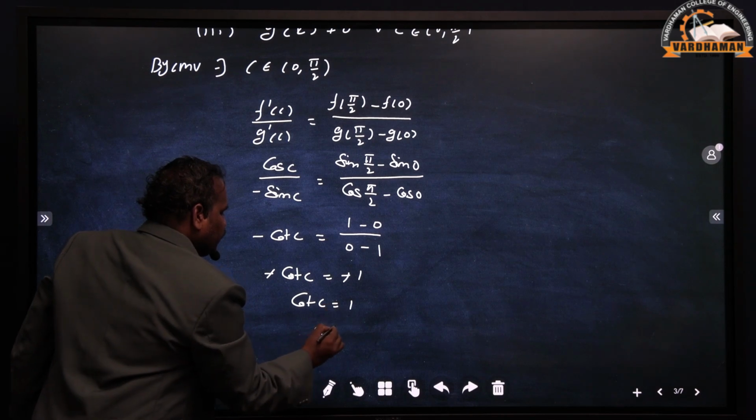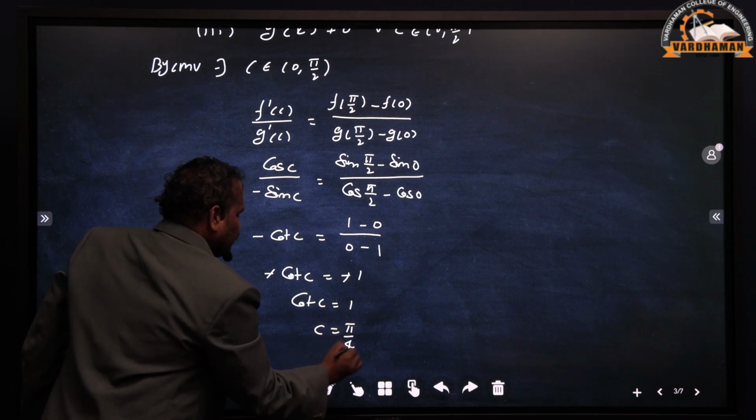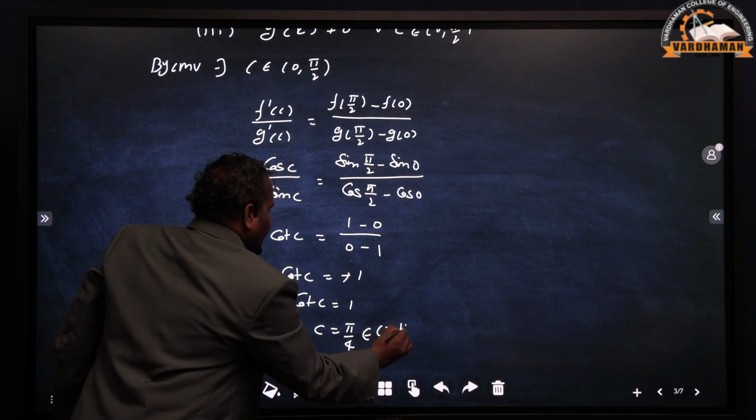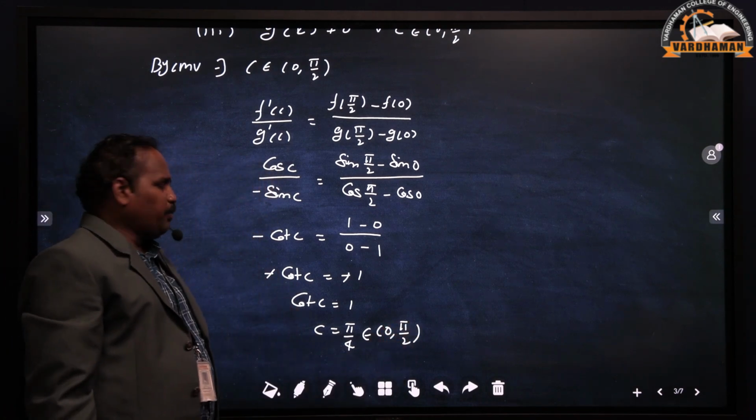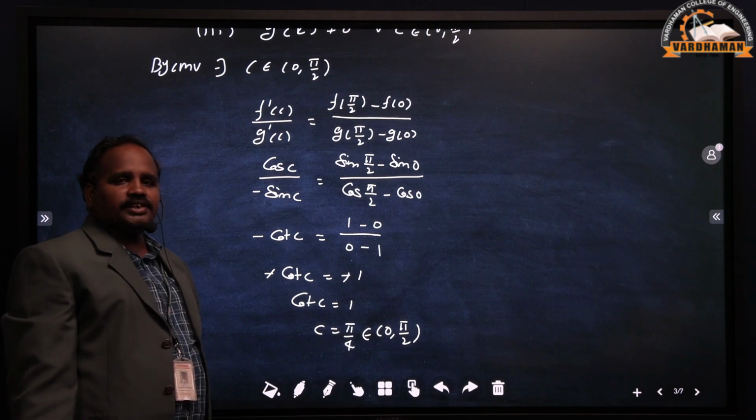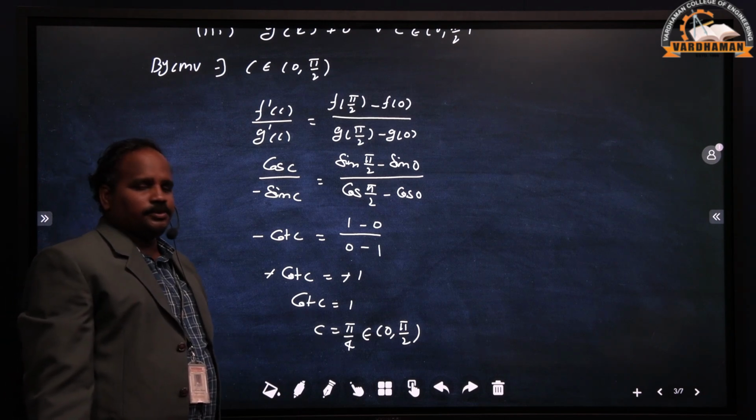When cot becomes 1, the angle is pi/4. So c is equal to pi/4, which belongs to the open interval (0, pi/2). Like this, we are verifying Cauchy's mean value theorem.